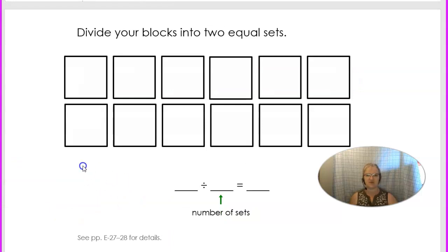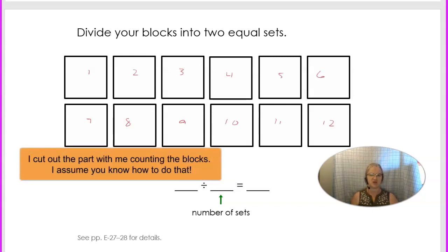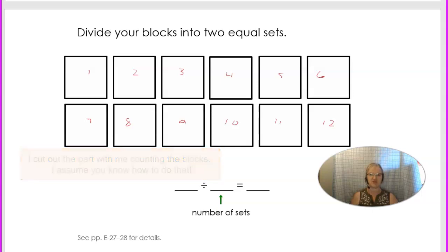How about this one? If we divide these blocks into two equal sets, how many blocks do we have to start with? Let's count. So if we have 12 blocks altogether, we want to divide them into two equal sets. Well, we have 2 rows. So that makes it pretty easy to draw a straight line down there and divide it into two groups, right? Or two equal sets. So we started with 12. How many sets did we divide into? 2. And we've got 6 in each set. 6 in the top row and 6 in the second row.